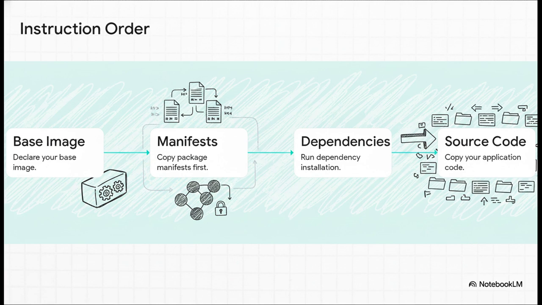Second, and honestly, this is the magic step, you only copy your package manifests like package.json or go.mod. Third, run your install command. Then, and only after your dependencies are fully installed, do you finally copy over your actual source code.